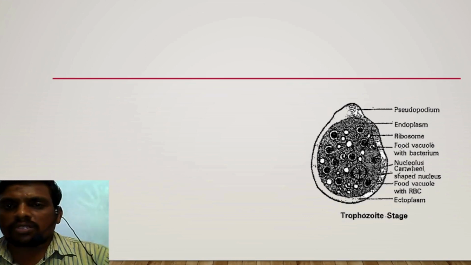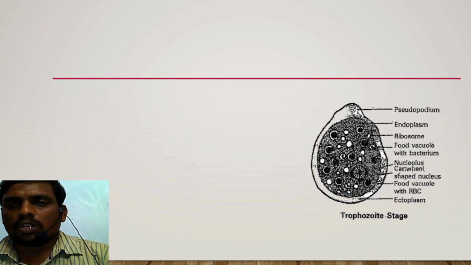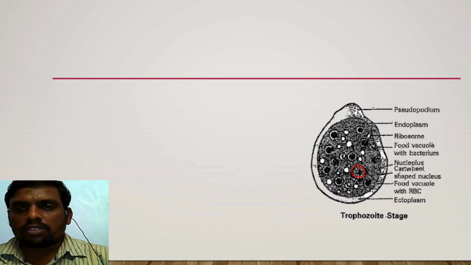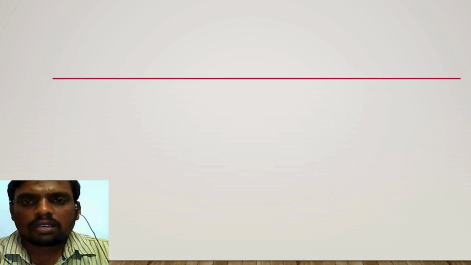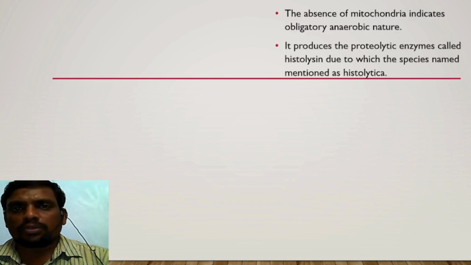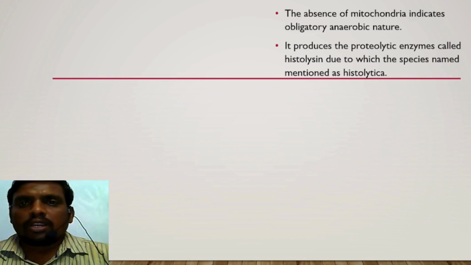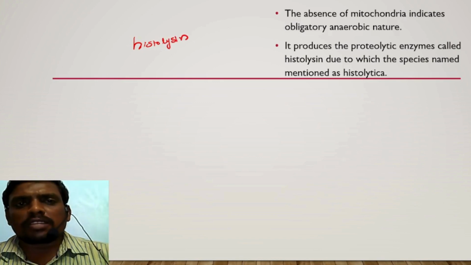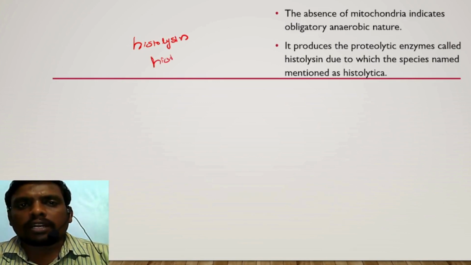You can see the structure of this trophozoite: pseudopodium, endoplasm, ribosomes, food vacuoles, and here you can see the cartwheel shaped nucleus and vacuoles with RBC. The absence of mitochondria, as I already said, shows its obligatory anaerobic nature. It produces an enzyme called histolysin, due to which its species name is histolytica. What is that called? Histolytica.